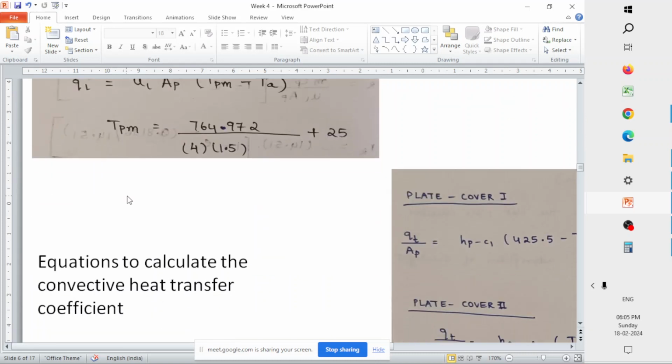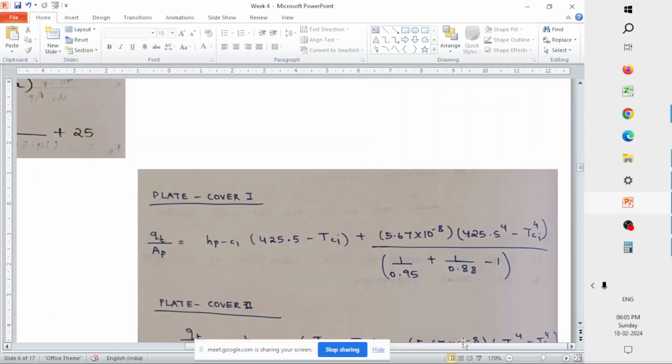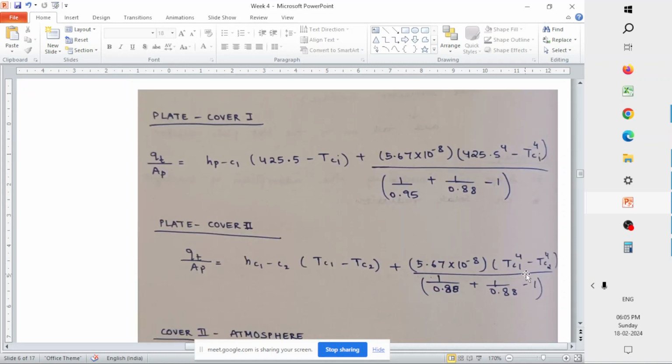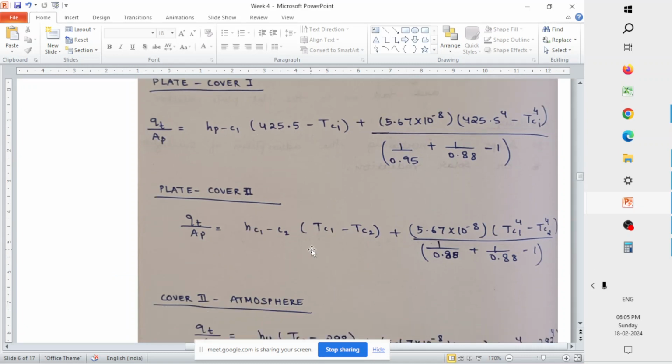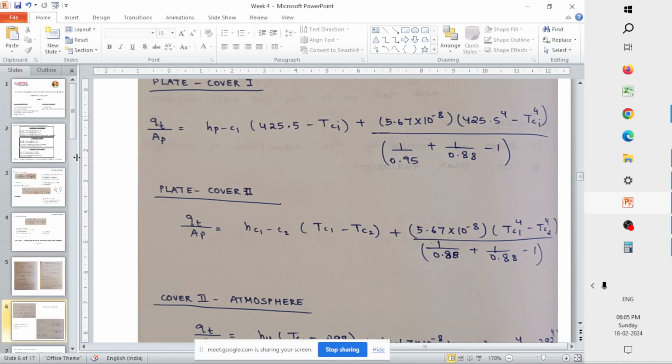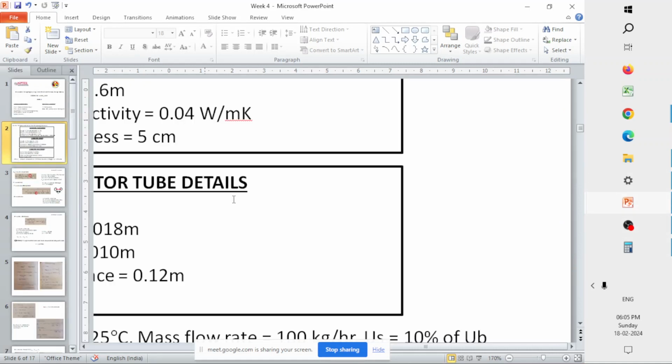Now we need to know the temperature of your cover 1 and temperature of your cover 2, and also the heat transfer coefficients. We do not have an idea of what the heat transfer coefficients HPC1, HCC1 will be, so that also has to be calculated. And this 1 by 0.95 and 0.88 is nothing but your plate absorptivity and your plate emissivity. If you go here, you will know.